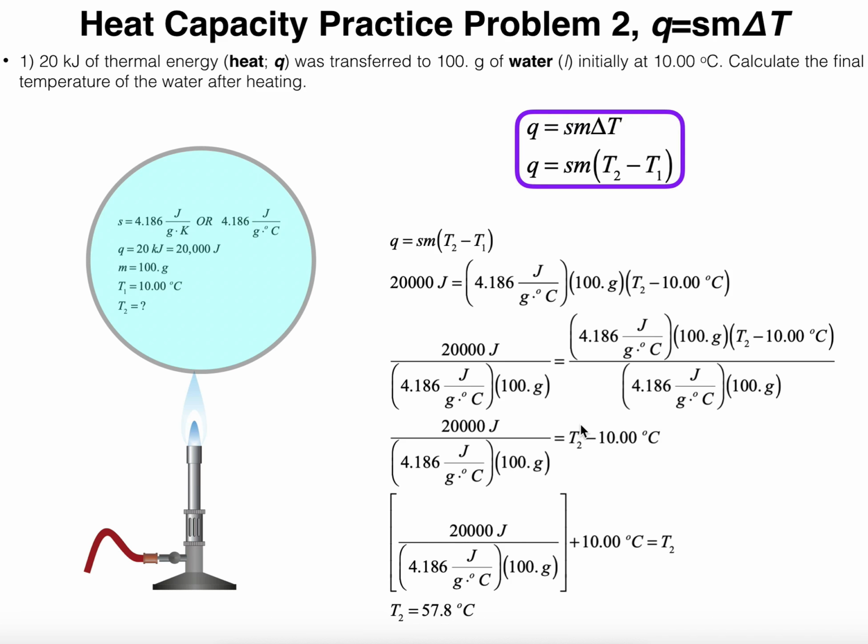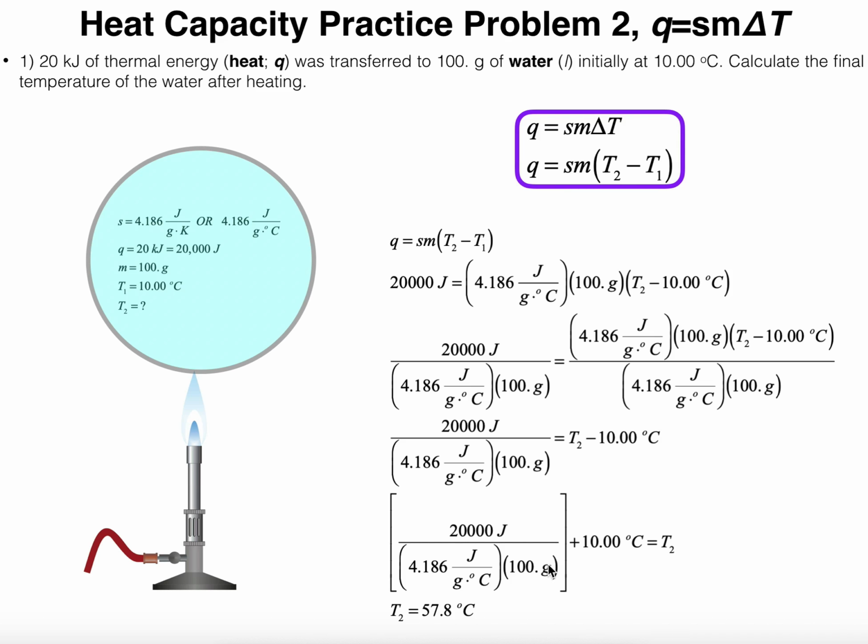Now I can directly deal with T2. I can add 10 degrees Celsius to both sides. If I do that, it cancels it from the right side, and then it moves it over to the left, plus 10 degrees Celsius. So my final temperature, T2, is going to be 10 degrees Celsius plus this entire quantity, 20,000 joules divided by 4.186 joules per gram per degree Celsius, divided by 100 grams.